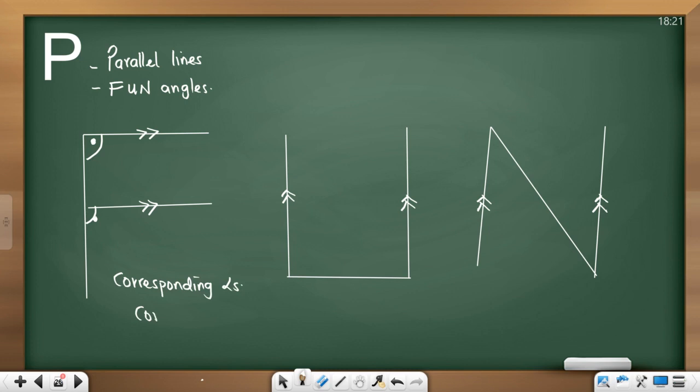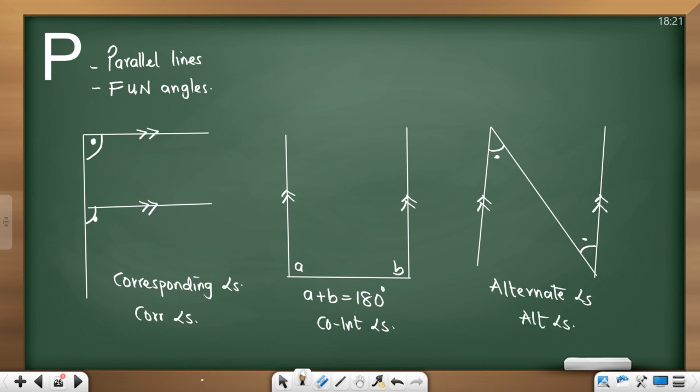So we can just write corresponding angles. What about this one? These ones are co-interior. So A plus B would be equal to 180 degrees. Co-interior angles. That's our reason. They are supplementary. This angle here will be equal to that angle. And these are known as alternate angles. And we just write alt angles.